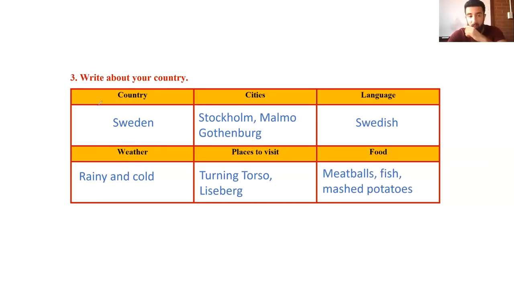La tercera, the third part, write about your country. Escribir de su país. Y acá también las respuestas variarán. En mi caso, my country is Sweden, and so I wrote about Sweden. The country is Sweden, el país es Suecia. Cities, ciudades, tenemos tres. We have three cities, big cities, ciudades grandes. Stockholm, Malmo, and Gothenburg. Language, lengua, Swedish, sueco. Weather, clima. A menudo es lluvioso y frío, rainy and cold.